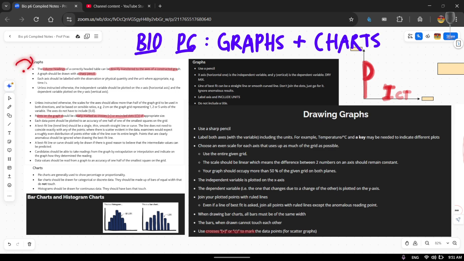Now, this document is from the syllabus, so you need to know what is written over there. So let's quickly read through and then go through the other notes I have here.